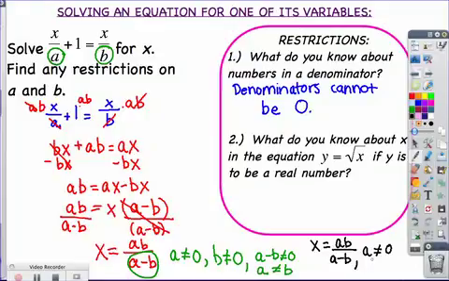Finally, I divide by the quantity of a plus b, so x equals 15 over a plus b. Now for restrictions, I look through the entire problem. The only thing in the denominator at any point is the a plus b, which tells us that a plus b cannot equal 0, or a cannot equal negative b.